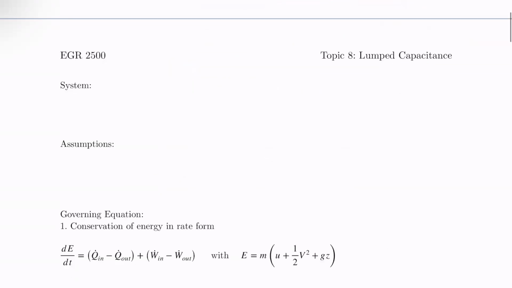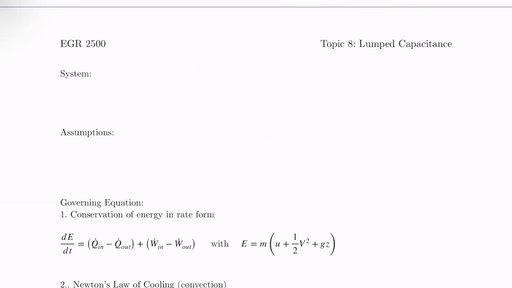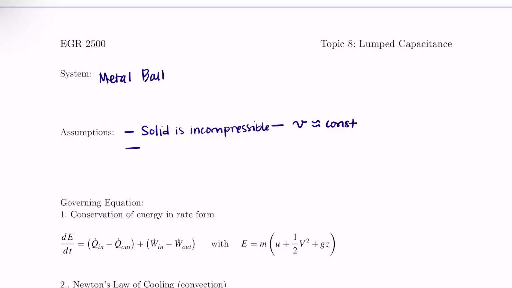Okay, so let's analyze this system. Our system here is just going to be the metal ball. It's, of course, a closed system. And we're going to make a few assumptions about this. We are going to assume that the sphere is incompressible, which means that its specific volume is a constant. We're also going to assume that the temperature of the sphere is lumped.